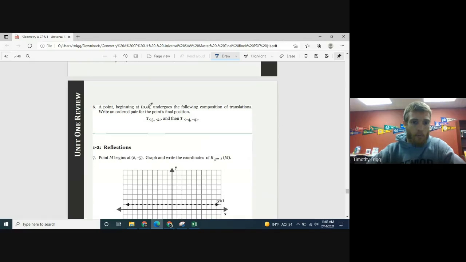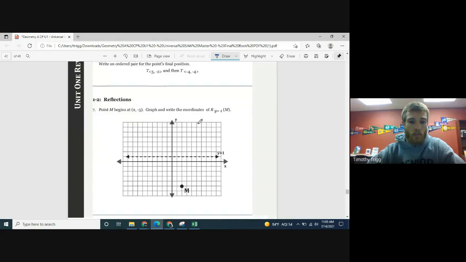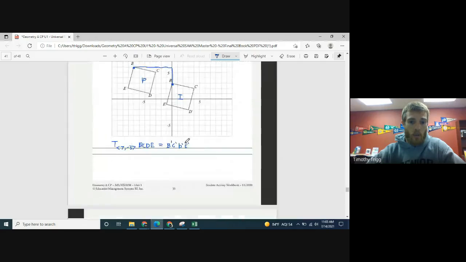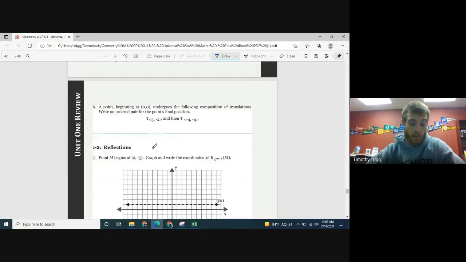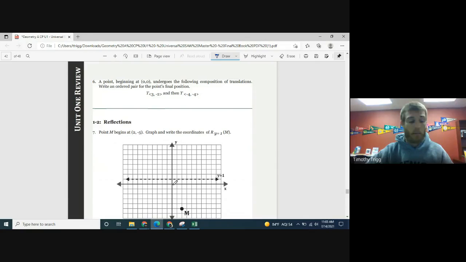Okay. A point beginning at 0, 0 undergoes the following composition of translations. Write an ordered pair for the point's final position. So we start at 0, 0, and we want to translate 3 to the right and 2 down. Then we want to translate 4 to the left and 4 down. I'm just going to draw on one of these grids. For this one, don't draw what I'm drawing, but you can use a separate grid paper.